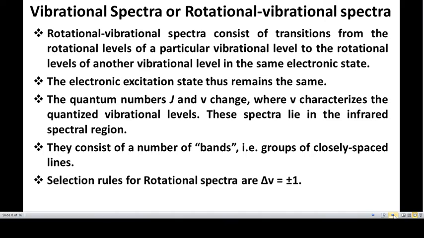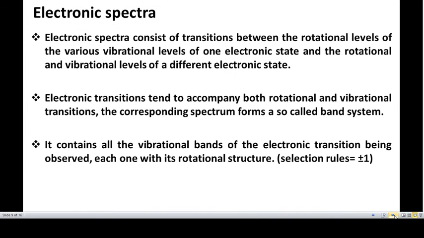The electronic excitation state thus remains the same, because the transition occurs in the same electronic state between the two energy levels. The quantum numbers J and V change, meaning the rotational quantum number and vibrational quantum number are characterized here. These spectra lie in the IR region. They consist of a number of bands, that is groups of closely spaced lines, and the selection rule is delta V equals plus or minus 1.